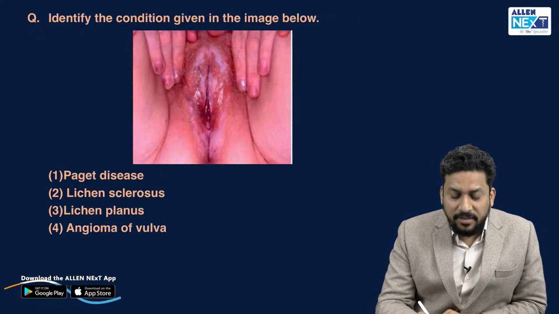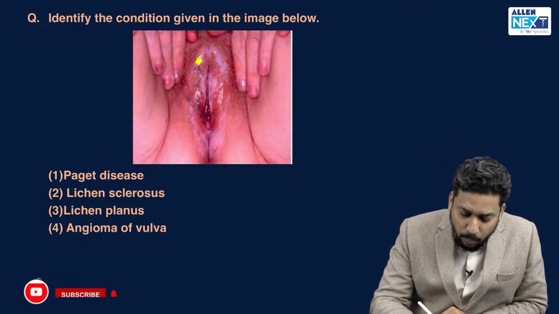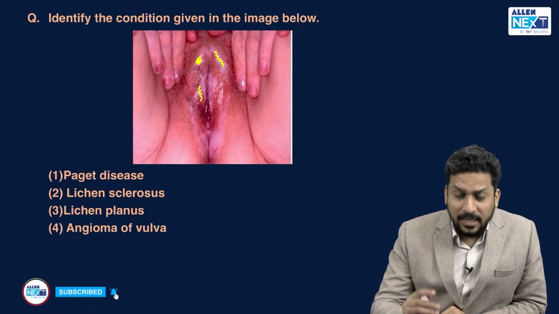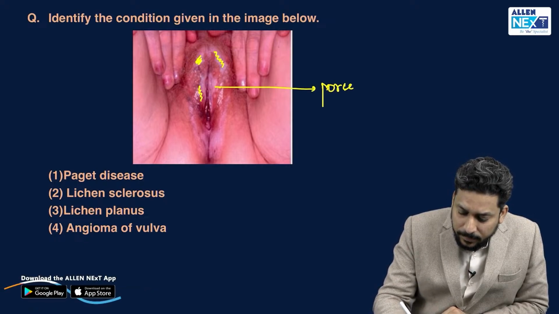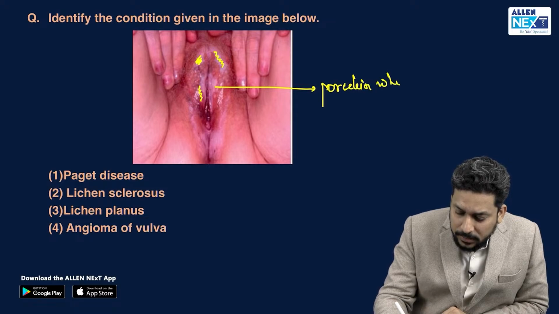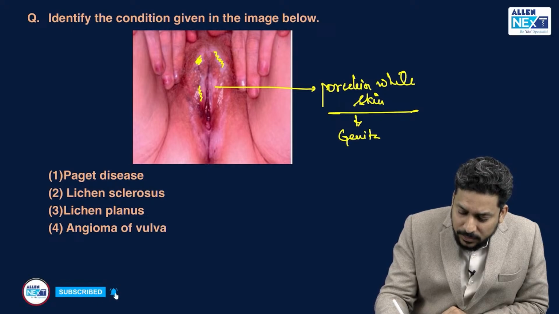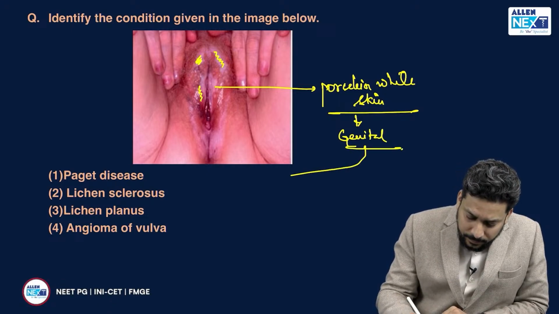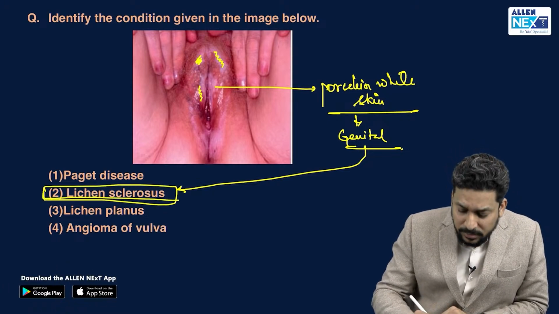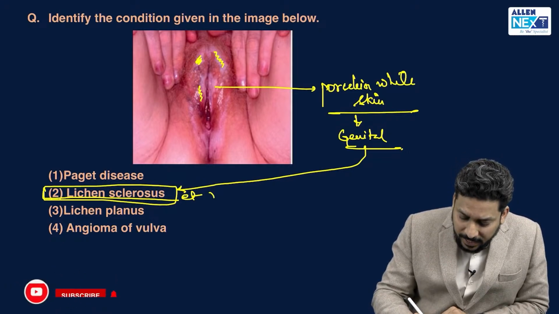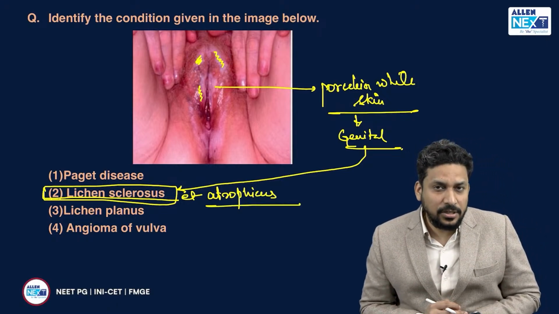Now identify the condition given below. In this image, look closely and you will find that there is slight whitening of the skin and glistening of the skin, that is, shiny skin is present. This is known as porcelain white skin which develops over the genitals, and this is very characteristically seen in lichen sclerosus. Lichen sclerosus, also known as lichen sclerosus et atrophicus, characteristically presents with a similar clinical presentation. So this is one condition.